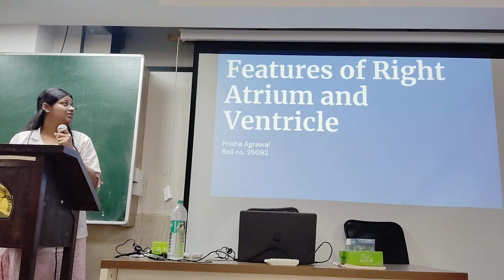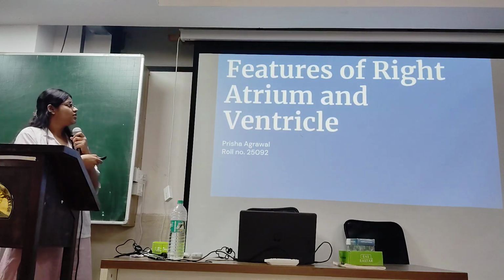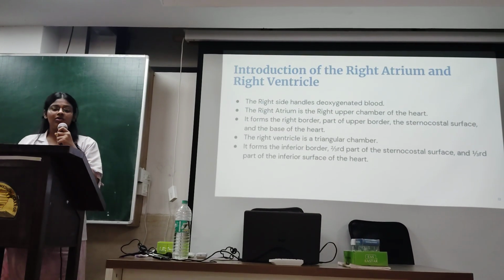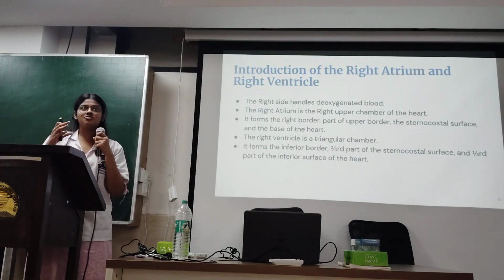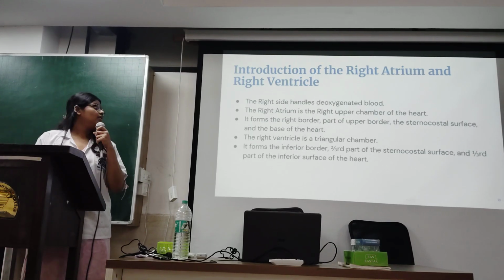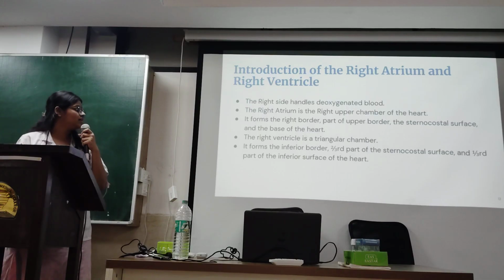I am Tisha Agrawal, roll number 92, and I will describe the features of the right atrium and right ventricle. So first of all, the right atrium receives deoxygenated blood from all parts of the body, and it is the upper right chamber of the heart. It receives blood from the superior vena cava and the inferior vena cava. It forms the right border, the part of the upper border, the sternocostal surface, and the base of the heart.